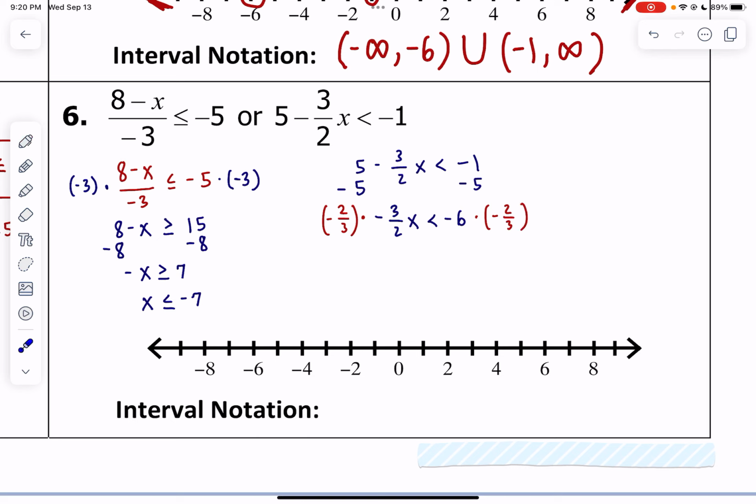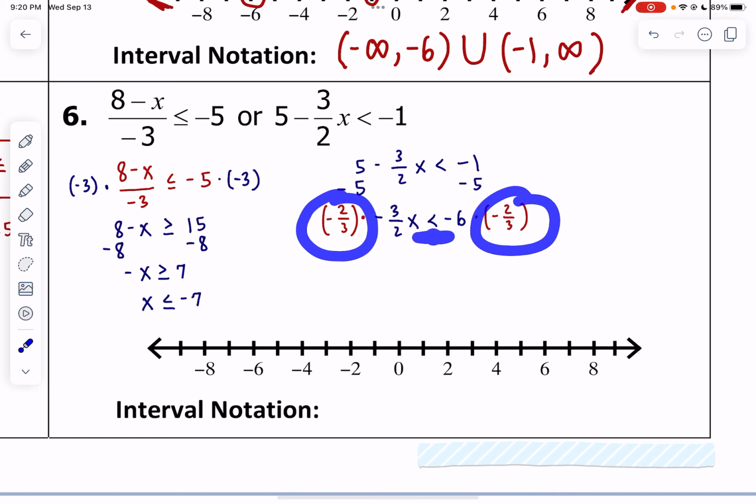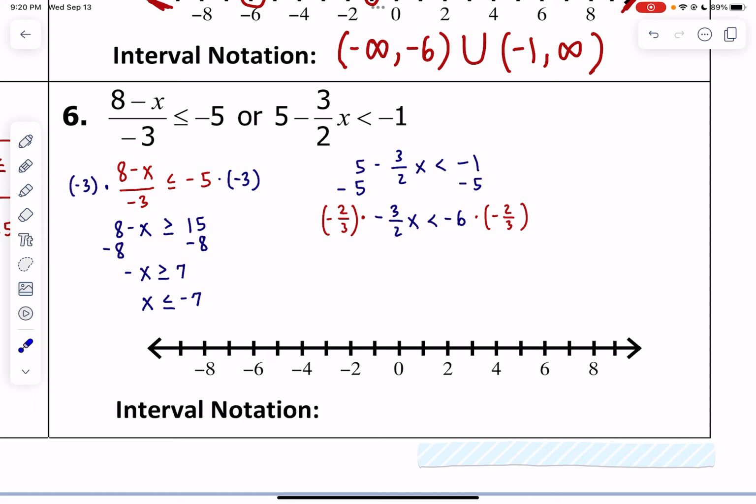And since we're multiplying by a negative, we have to switch the symbol. Once again, we have a negative. We're multiplying by a negative, so we have to switch the symbol. So you're left with x is greater than 12 over 3, which simplifies to 4. Remember, negative 6 times negative 2 is positive 12 over 3. All right, so now just one more step here.